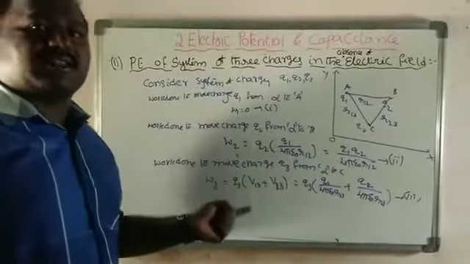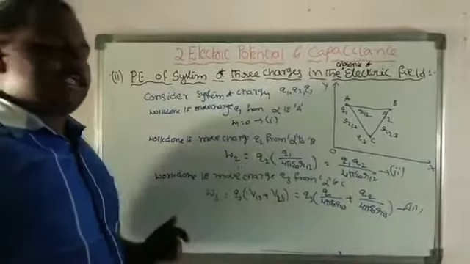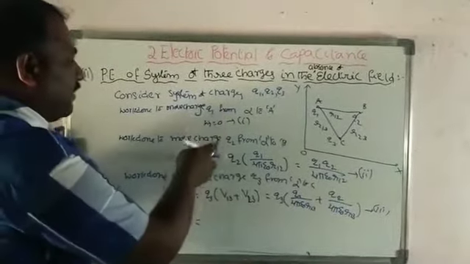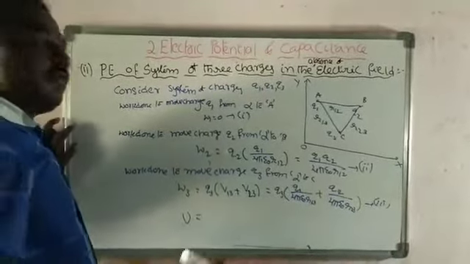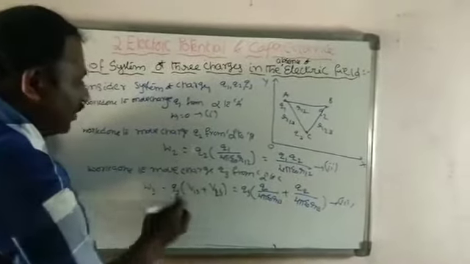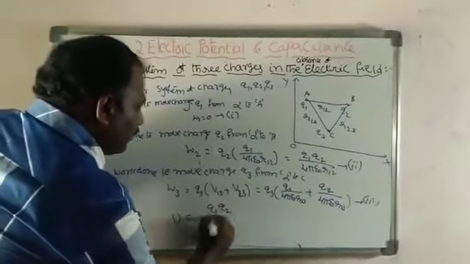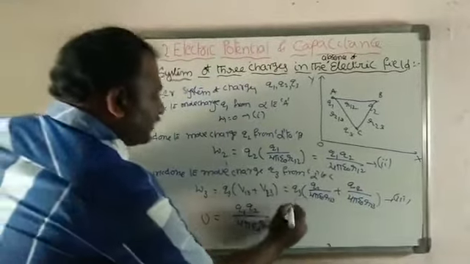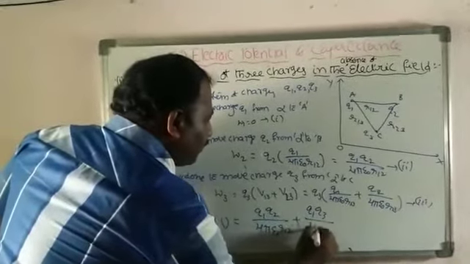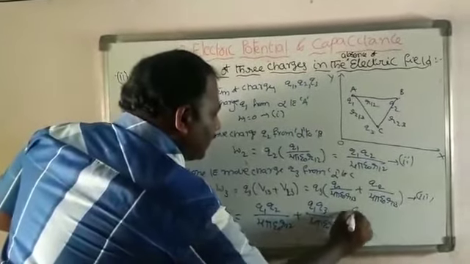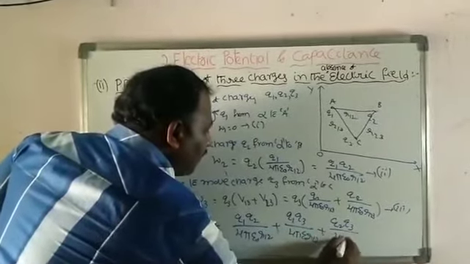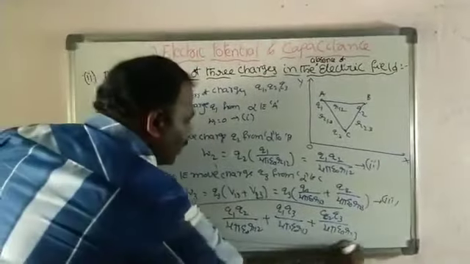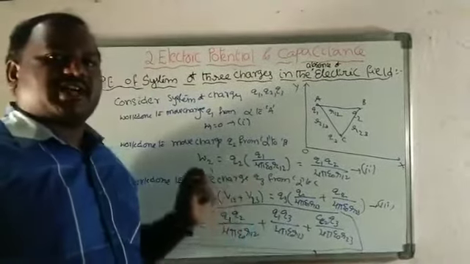Therefore the total work done is nothing but the potential energy in the 3-point system. Potential energy is the addition of W1 plus W2 plus W3. So from that we write W1 is 0, W2 is Q1 Q2 by 4 pi epsilon naught R12, plus W3, which is Q1 Q3 by 4 pi epsilon naught R13 plus Q2 Q3 by 4 pi epsilon naught R23. Now this is the total potential energy in the 3-point charge system.